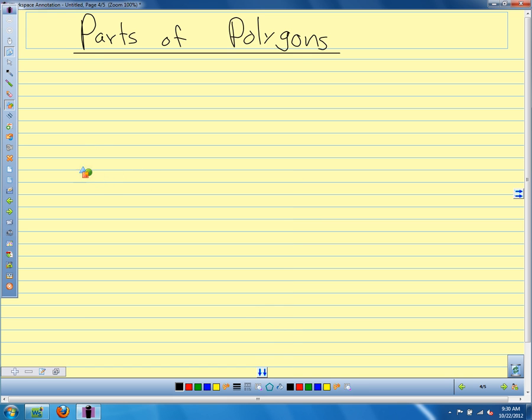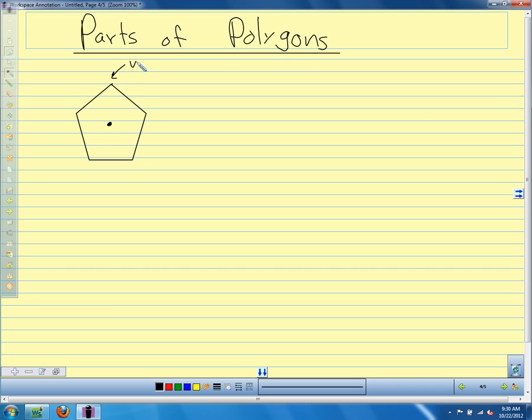So we have a pentagon, right? So the corners, we said the corners are each a vertex. This point right here is the center. Nothing that different about that. And we said all of these are the sides.